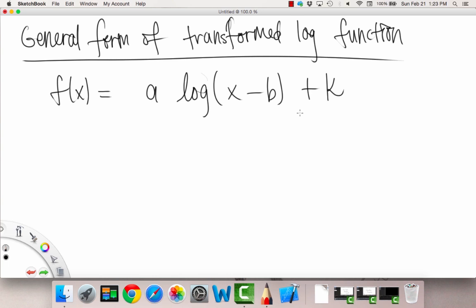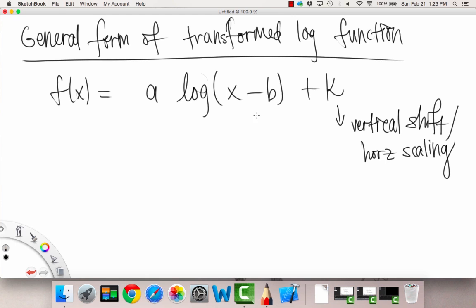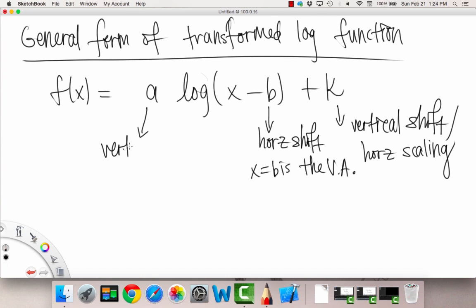So the a, b, and k are all constants. The k tells us the vertical shift, as well as the horizontal scaling. And by scaling, I just mean compression or stretching. The b tells us the horizontal shift, which we just saw, which also tells us x equals b is the vertical asymptote. So that's an important point to make. x is just x, that's just our variable, right? And then the a in front tells us our vertical scaling, vertical compression or stretching.